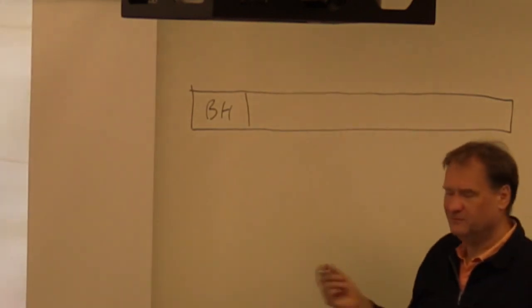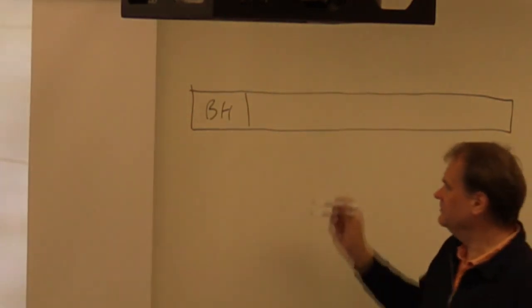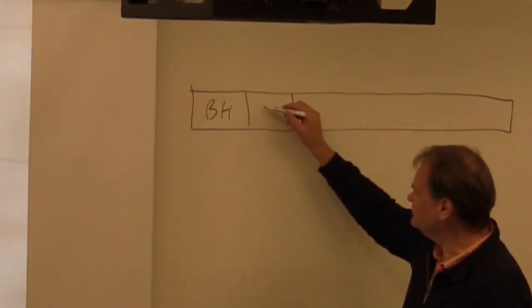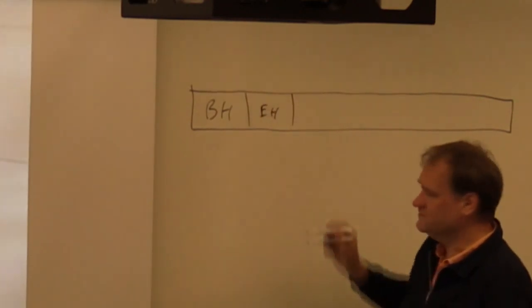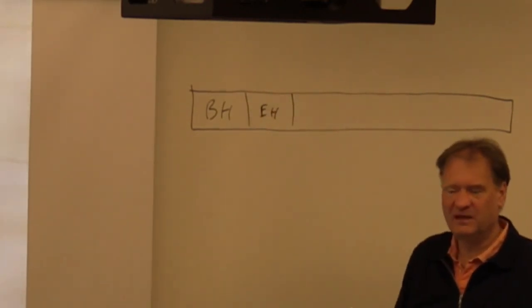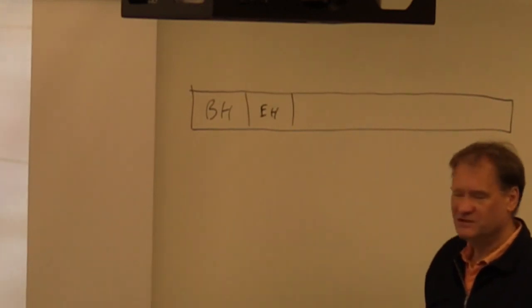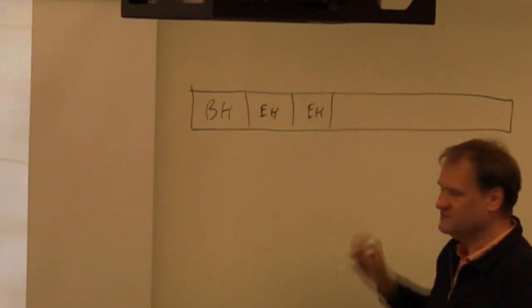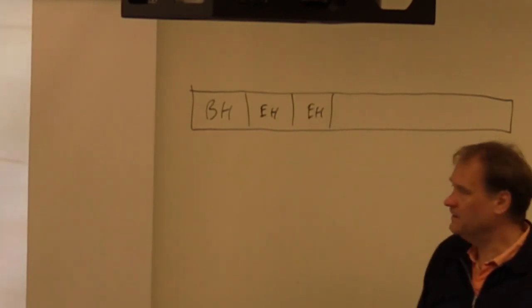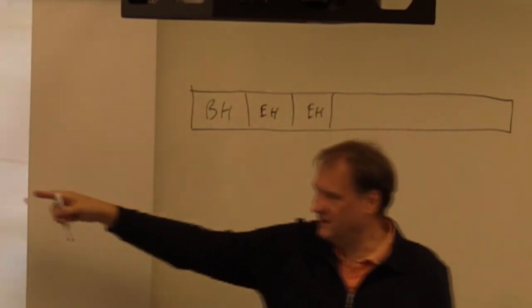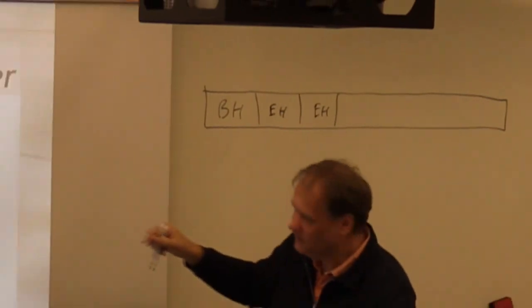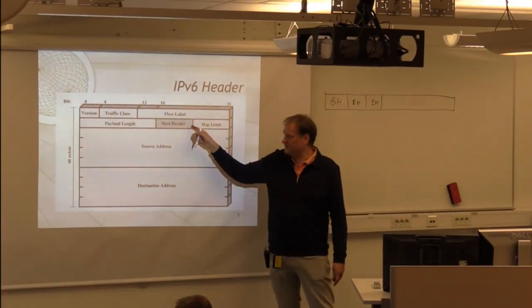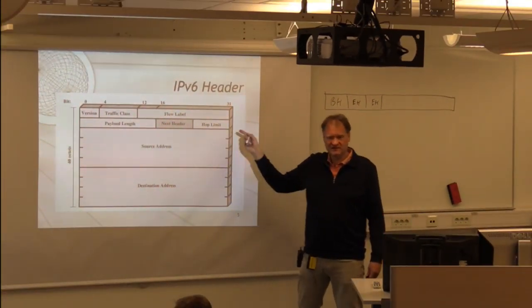And then if we, for instance, need to do fragmentation, then we put in an extension header here that handles fragmentation. And then maybe we want to do something else. We want to do source routing. Okay, then we put in another extension header that handles source routing. And then this next header field here tells us, okay, what comes next here?